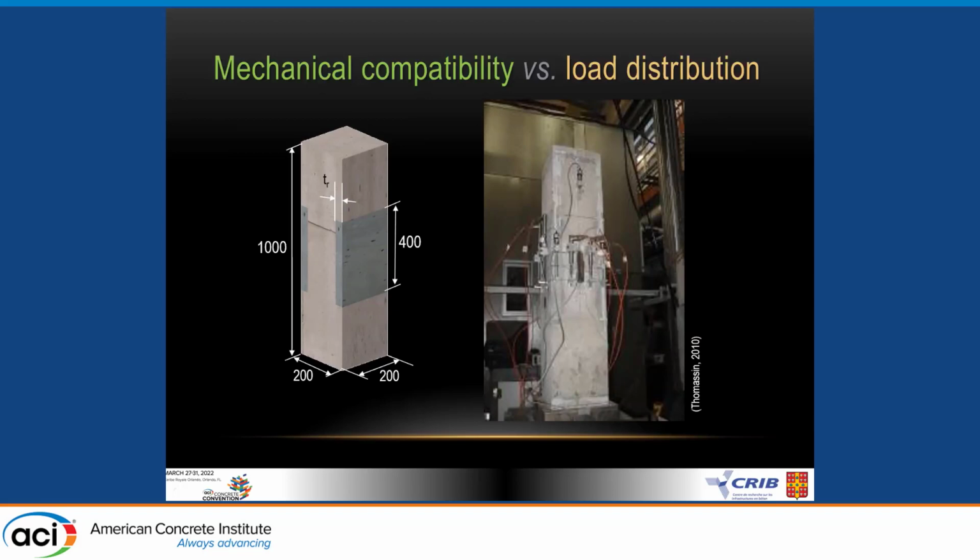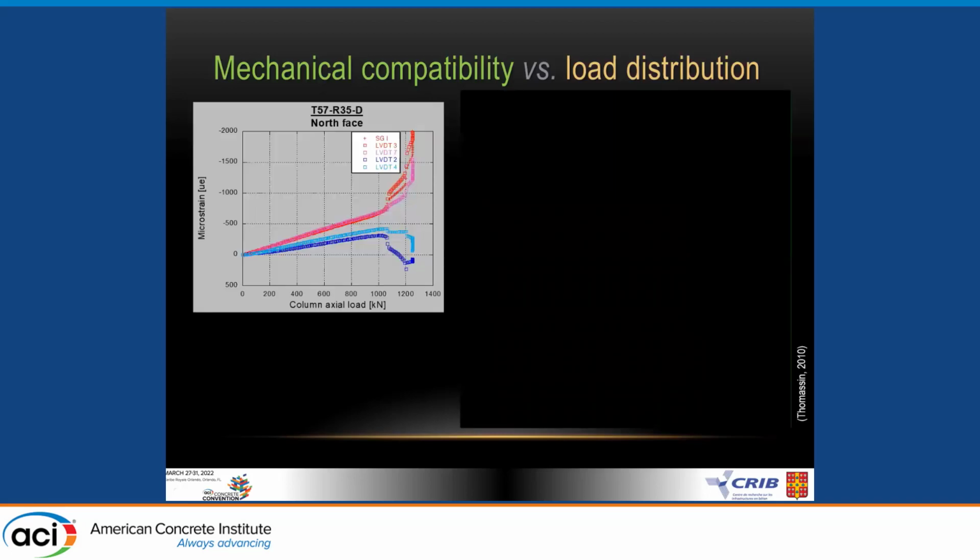We did many experiments on columns like the one you see in the picture here, 200 by 200 millimeter square section, 1 meter long columns, and they were repaired at mid-height with repair on both sides in order to have a symmetric behavior. And we would test, notably in this experimental program, repair materials with different elastic moduli, from very low to very high, to see how it would affect the behavior. I just want to show you here, these are the results on the graph.